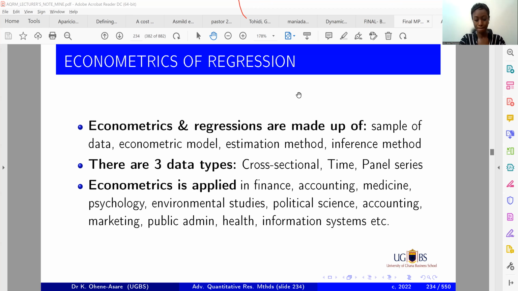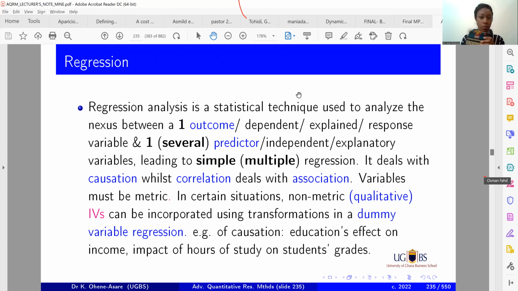In order to explain what regression is, we've gone through a lot of things related to correlation. Correlation is different from regression. Correlation is association between two variables. Regression is a causal association, so that is dealing with a causal relationship. Regression is a statistical technique. It's not a mathematical technique.